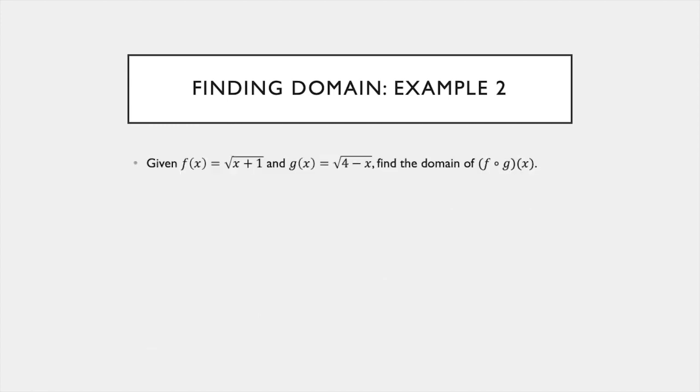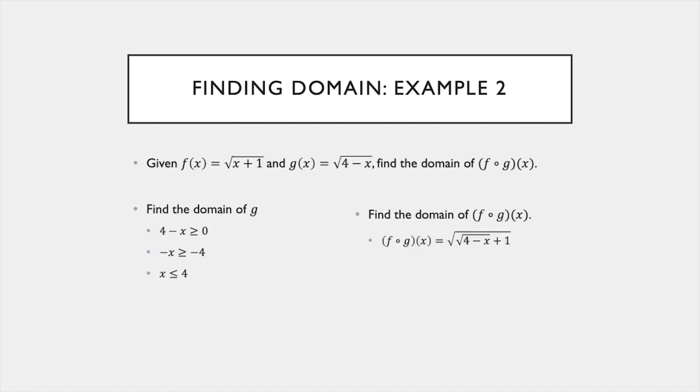In this second example, we have 2 square roots, so it's a little different. Again, we'll want to find the domain of g first. So again, it's a radical, so it has to be greater than or equal to 0. So 4 minus x is greater than or equal to 0. We'll solve for x, subtracting 4, divide by the negative, and we'll get x is less than or equal to 4.